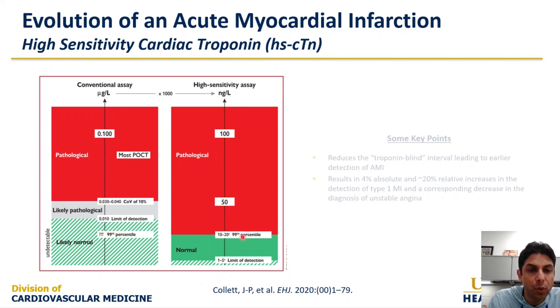And once it gets to greater than the 99th percentile in terms of the upper limit of normal, that's where it's pathologic. So we have a much larger range here of pathology in terms of troponin compared to the conventional assay.